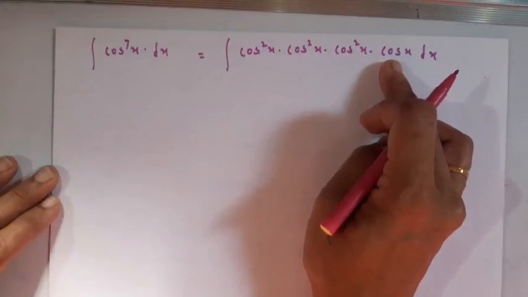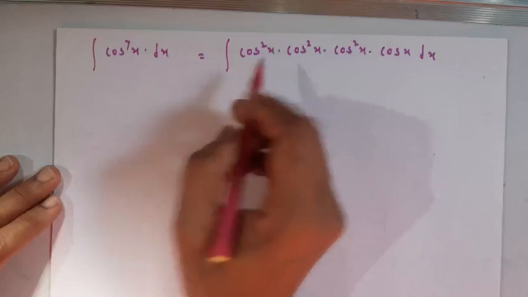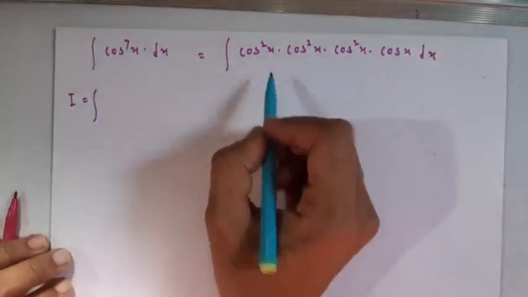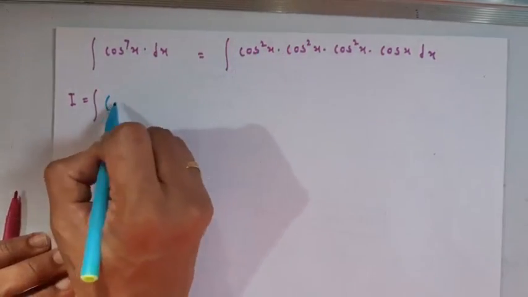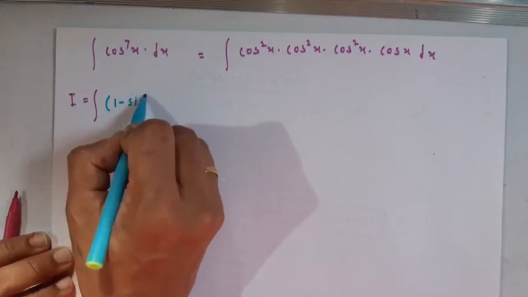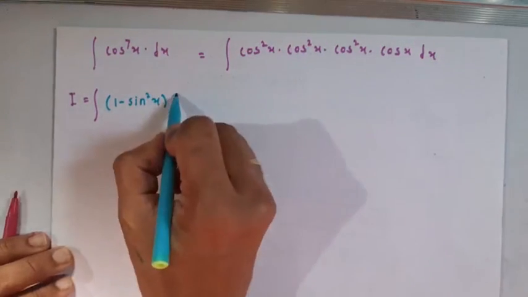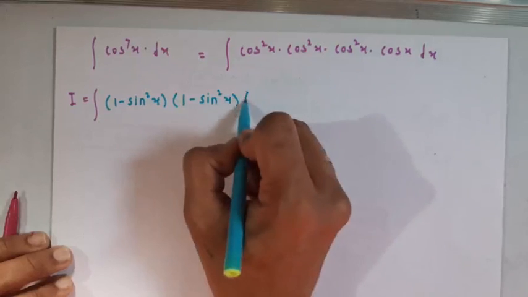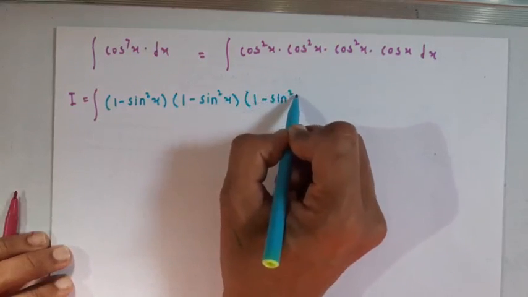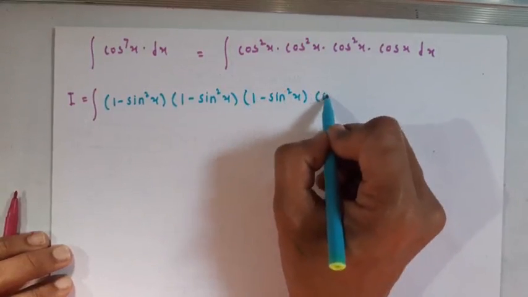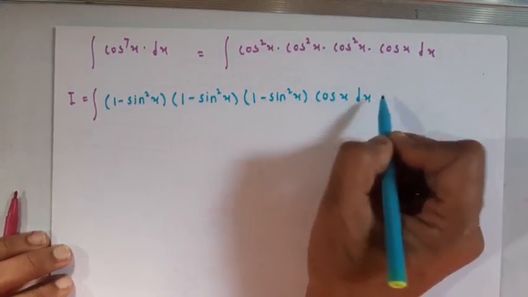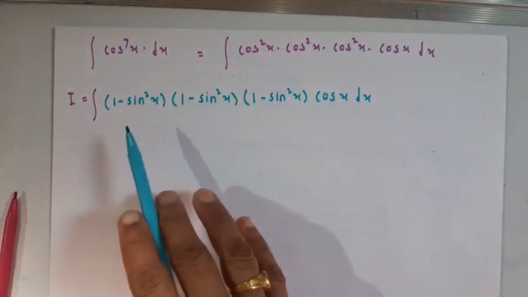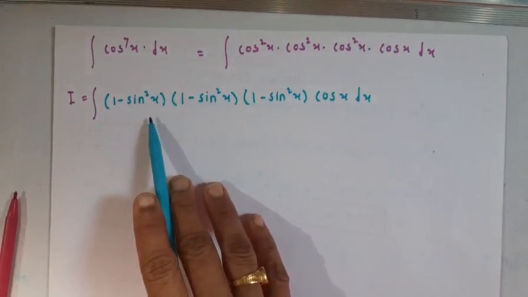Okay students. So here now our integration I equal to cos raised to 7, where each cos square x is 1 minus sin square x, and now this cos x is as it is. Students, now we have converted the problem in terms of sin, and now we will give the substitution to sin x.